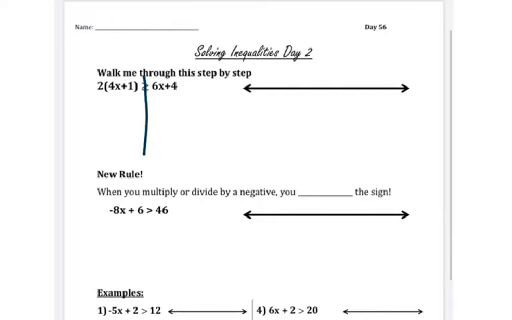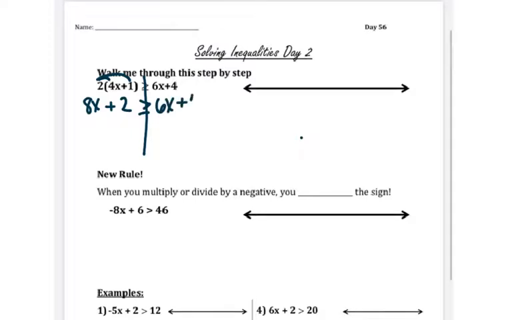If it was an equal sign, it would be easy. So it's the same thing, but it's not an equal sign. It's a greater than or equal to sign. What we learned in the very first month of school is that whenever we have parentheses, we need to get rid of those parentheses by distributing. So 2 times 4 is 8 with an x. 2 times 1 is positive 2.